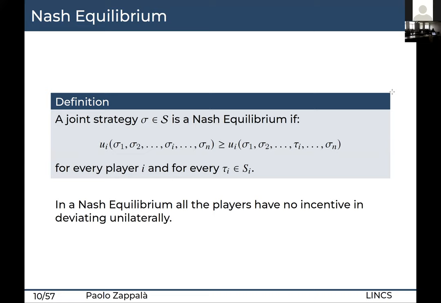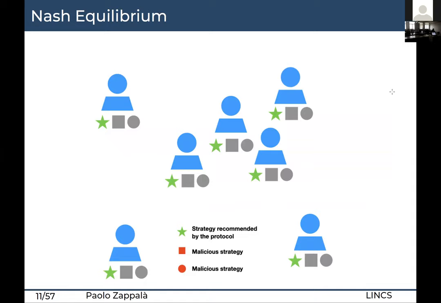And of course, this is the easiest definition, with pure strategies. Actually, it's more complicated than that. We have mixed strategies, but I'm not dealing with them for the moment. So we imagine that we have some players that have different options. The green one is the strategy recommended by the protocol, and then we have some other strategies. Ideally, this is the scenario we should get.